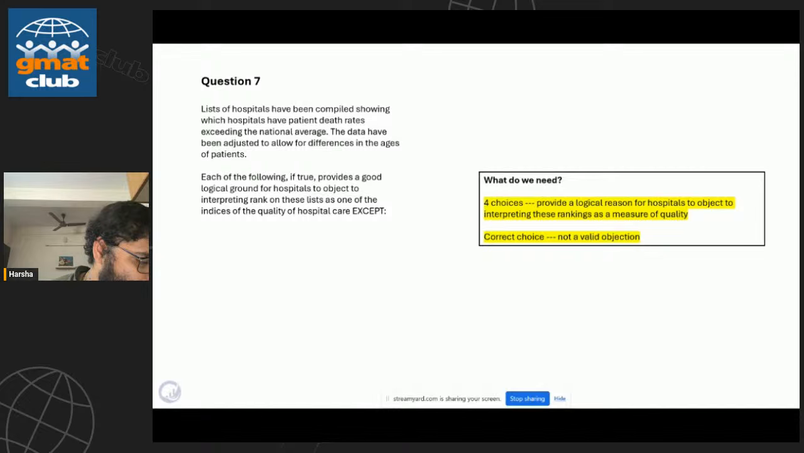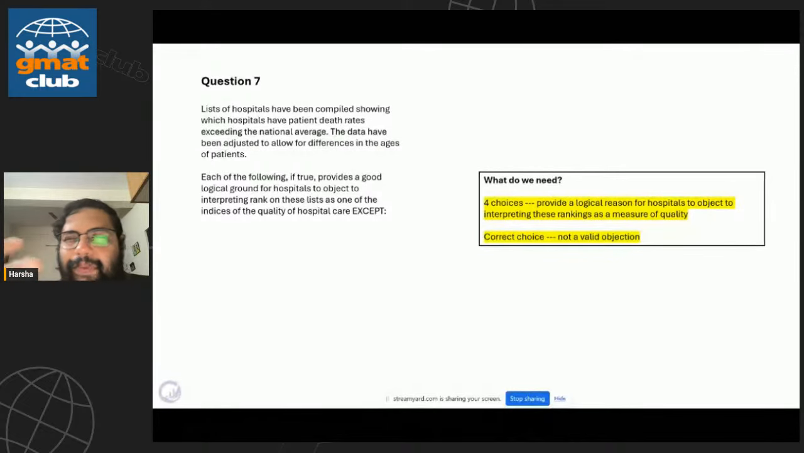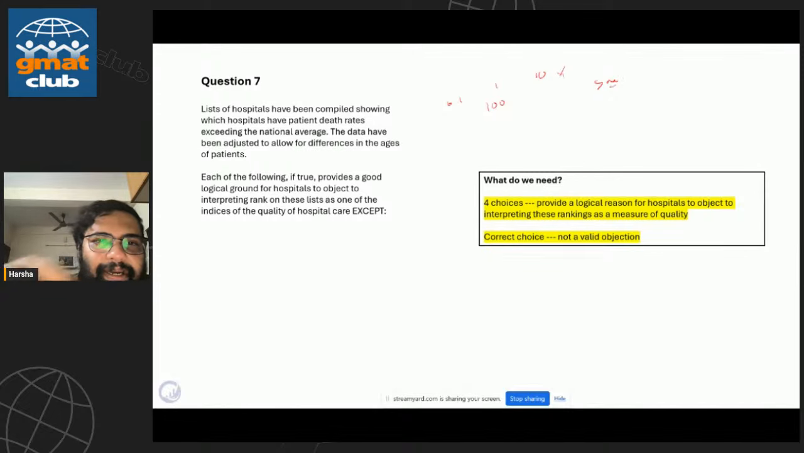What's given? Lists of hospitals have been compiled showing which hospitals have patient death rates exceeding the national average. So think about patient death rate. For every, let's say, 100 patients, how many end up dead? This could be 0.1, this could be 1, this could be 10, whatever the percentage is. So the lists show which hospitals have patient death rates which exceed the national average. The data have been adjusted to allow for differences in the ages of patients.